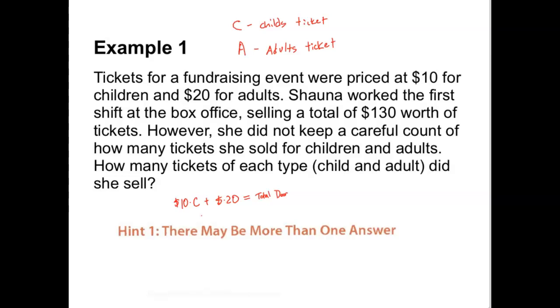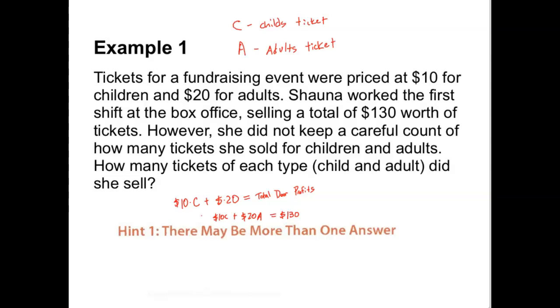door profits, right? Well, our total door profits were $130, right? And so all we need are values for number of child's tickets, plug in for C, and values for number of adults tickets that would satisfy this equation.